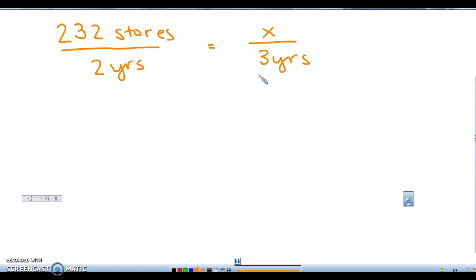Well, in the first example we did, I moved from 3 to 12 and I said, oh, I multiply by 4. Well, there's not something really nice that I multiply by to get from 2 to 3. So what we're going to do first is find the unit rate of this.